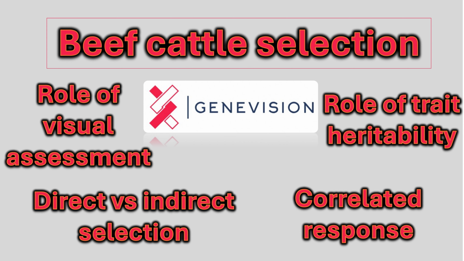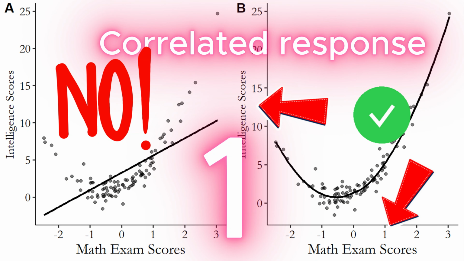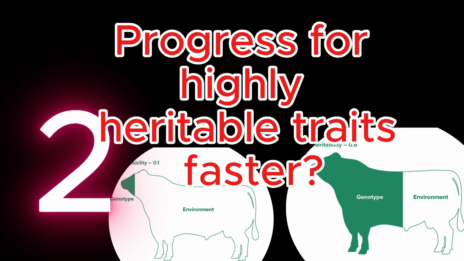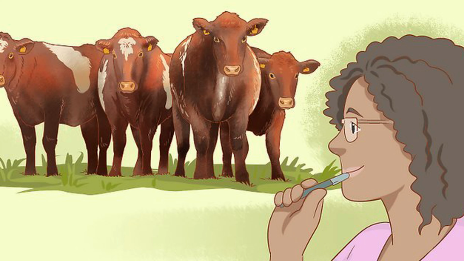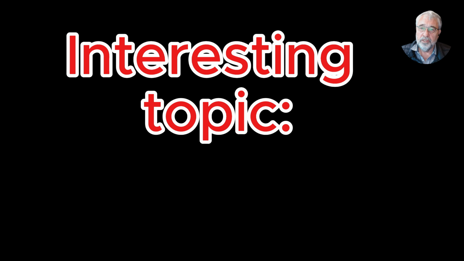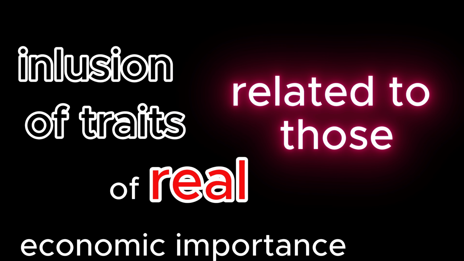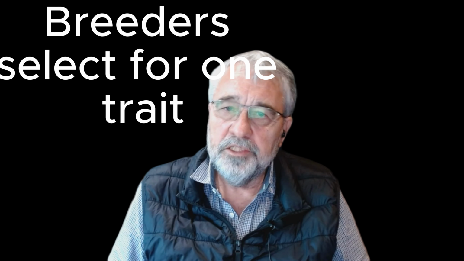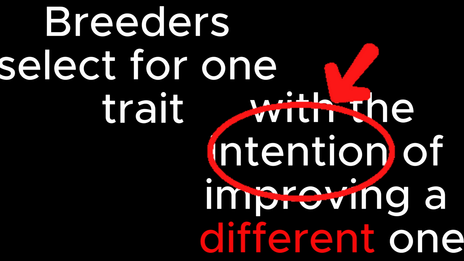Let's call today's topic Some Breeding Lessons. This is all about the value of using correlated response, progress by selecting for highly heritable traits, and obviously the role of visual assessment. One very interesting topic in animal breeding is the inclusion in selection programs of traits or properties that are related to those traits of real economic importance. Practically, this means breeders will select for one trait, but with the prospect of improving a different one.